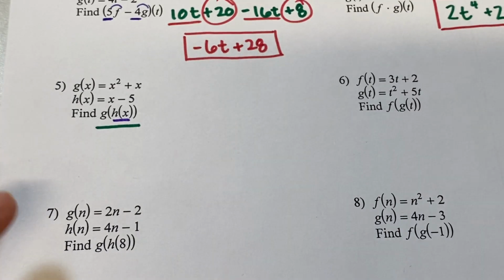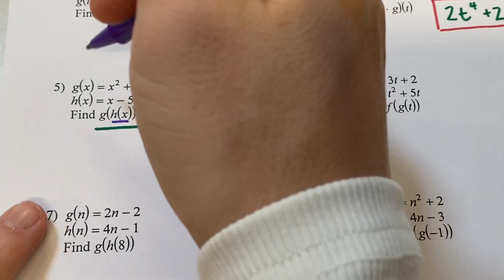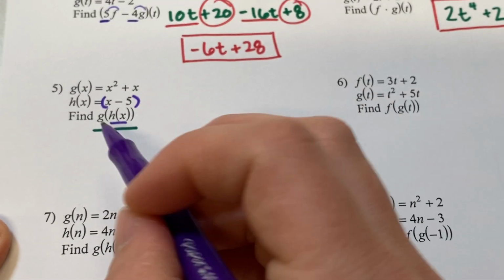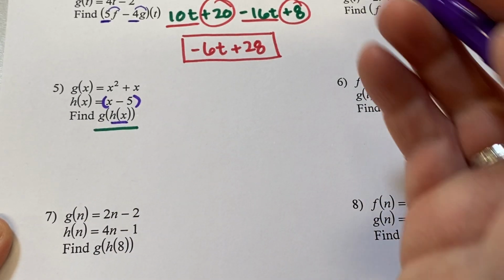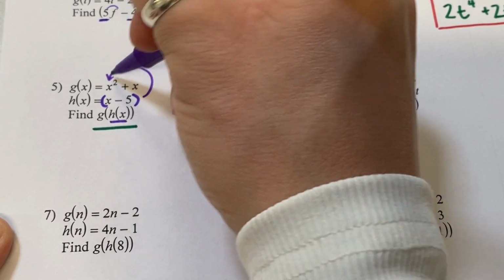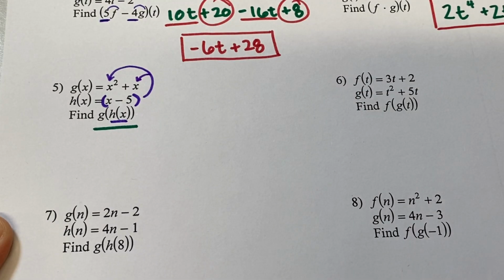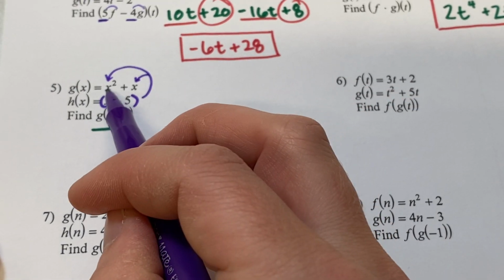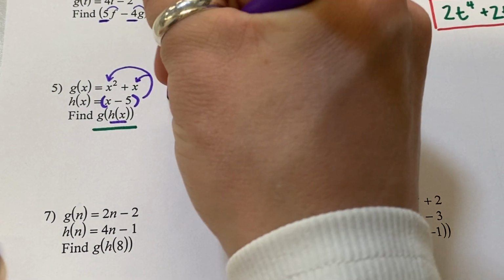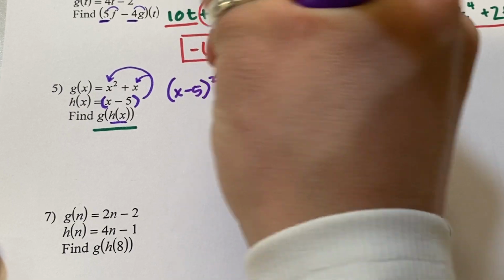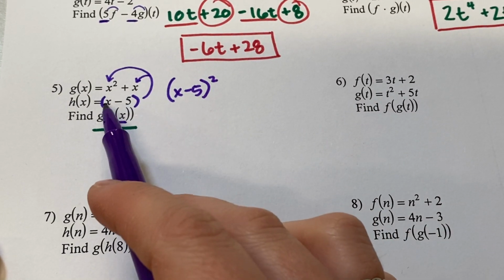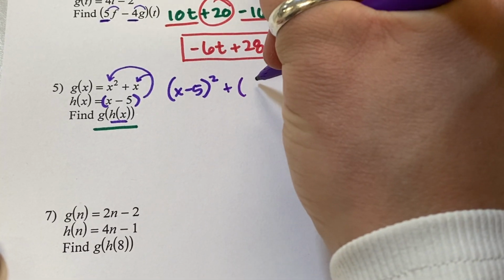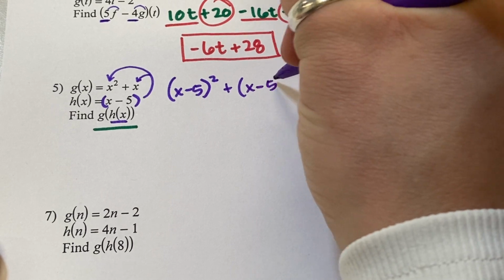So what that means is I'm going to take my h of x, this entire function, think of it like a piece, and it has to plug into my g of x everywhere there's an x. So now this plugs in where there's an x and right there. So 2 places. So this is going to look kind of messy, but that's okay. Instead of x squared here, it becomes x minus 5 squared because I've replaced that x with h of x. Then it becomes plus x, but instead of x, it's plus x minus 5.